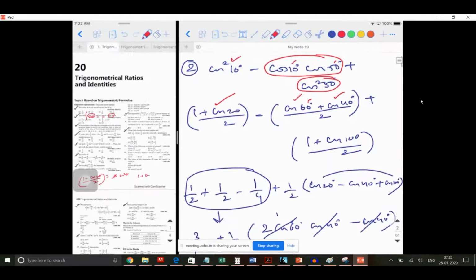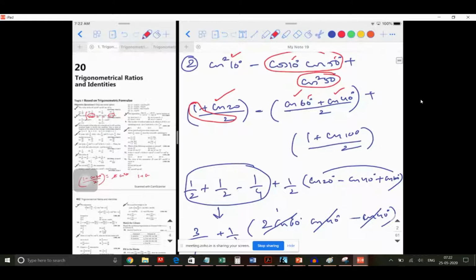So I've taken this 1 by 2, and cos 60 is going to be half. Half divided by 2 is going to be 1 by 4 with a minus sign. That is why this is minus 1 by 4, and this 1 by 2 I've taken here. So there are 2 halves minus 1 by 4 plus 1 by 2 into cos 20 minus cos 40 plus cos 100 degrees.